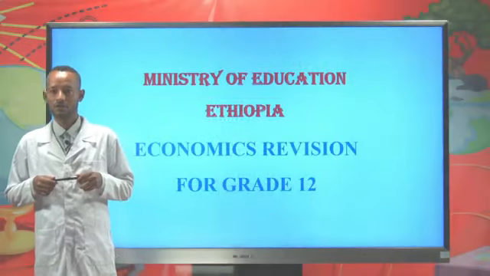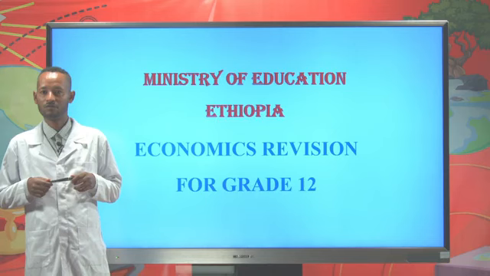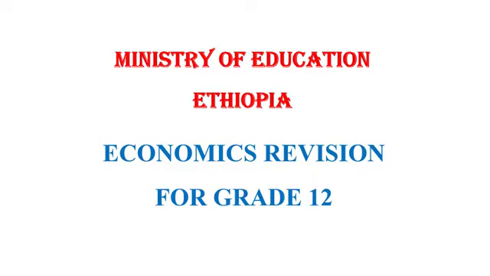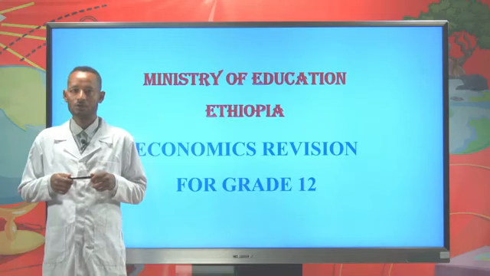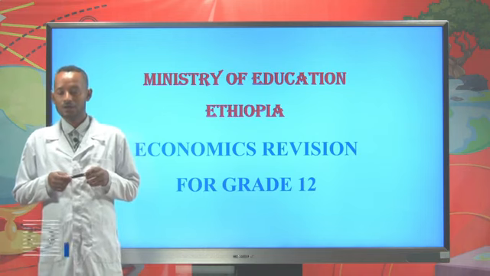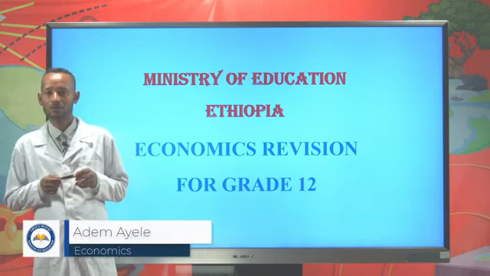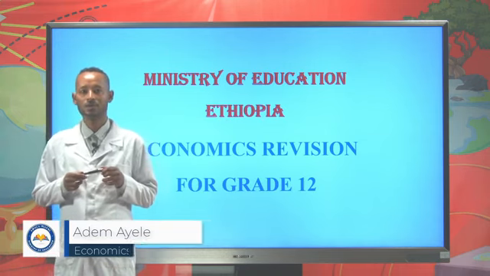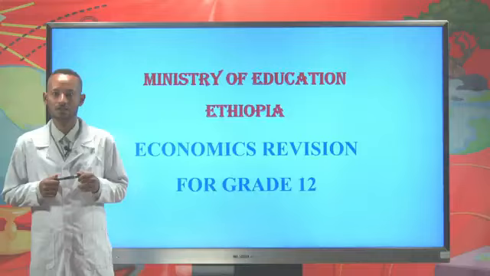This is a Grade 12 economics revision lesson provided by the Ministry of Education. Today we are going to revise Unit 2, which is about the theory of demand, supply and elasticity. Under this unit we are going to see three broad theories: the theory of demand, the theory of supply and elasticity.